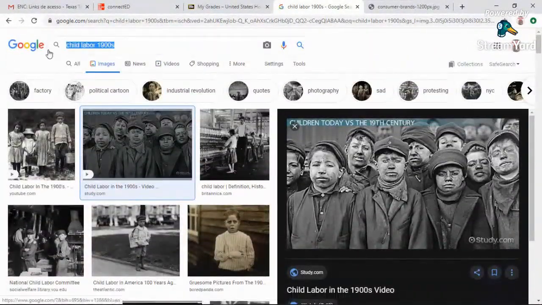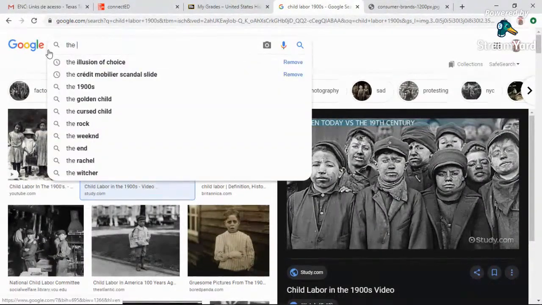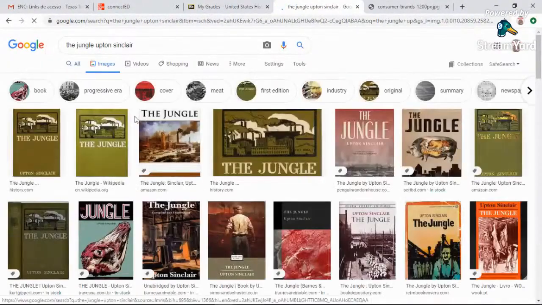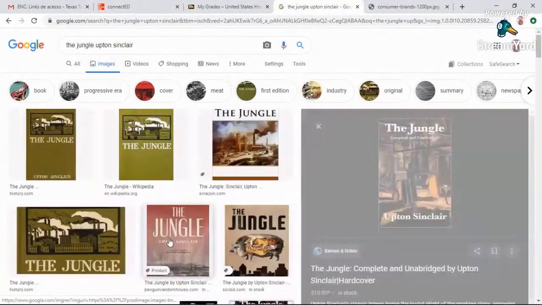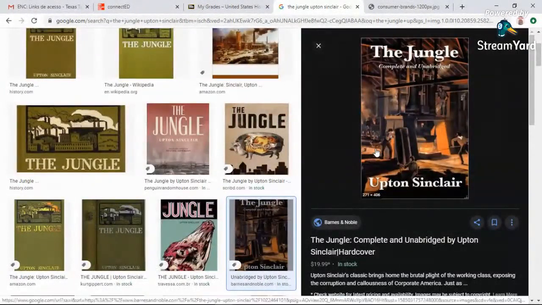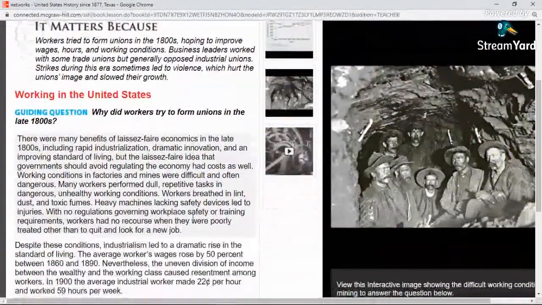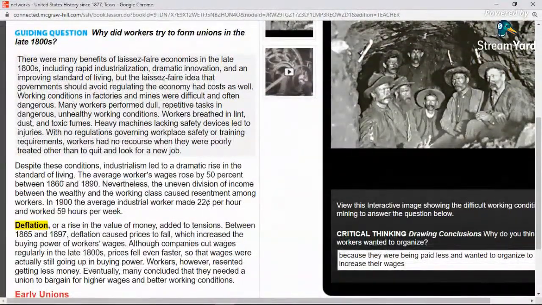I don't know if the ebook is going to talk about this. Upton Sinclair is someone who wrote a very famous book about the life of these factory workers, and it's what allowed for some changes to happen, which we're probably going to talk about in a second.